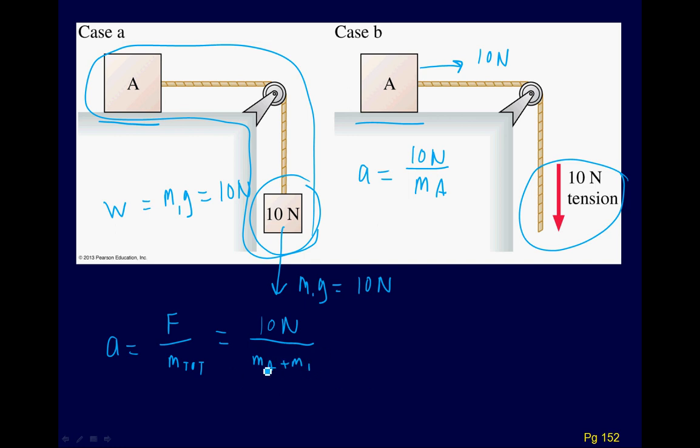So since there's a bigger mass here, okay, this is case A, this is case B, the way it'll work is the acceleration of B is going to be bigger than the acceleration of A. So that's one way to think about it. I also want to give a different way.